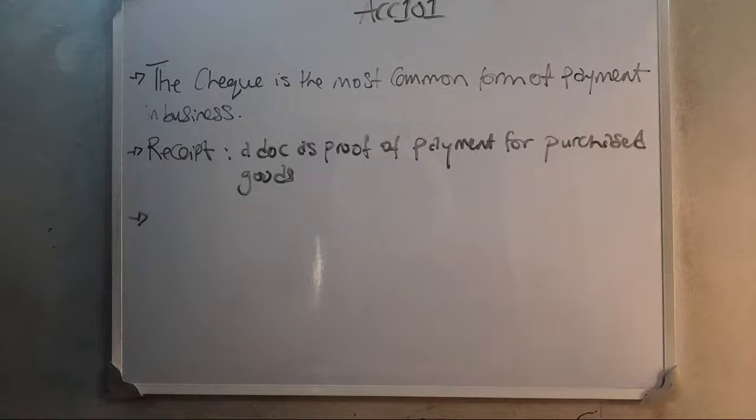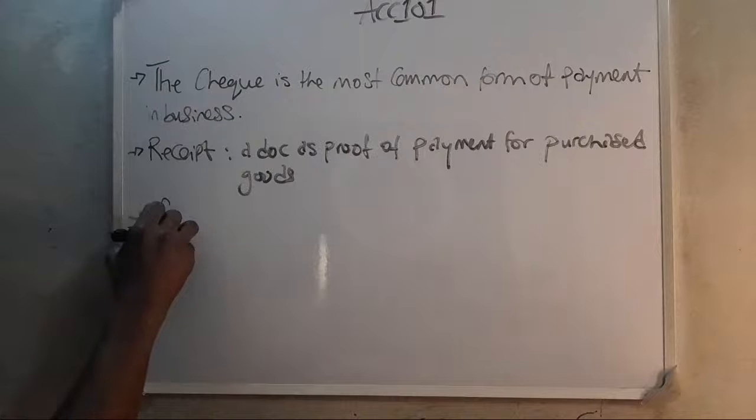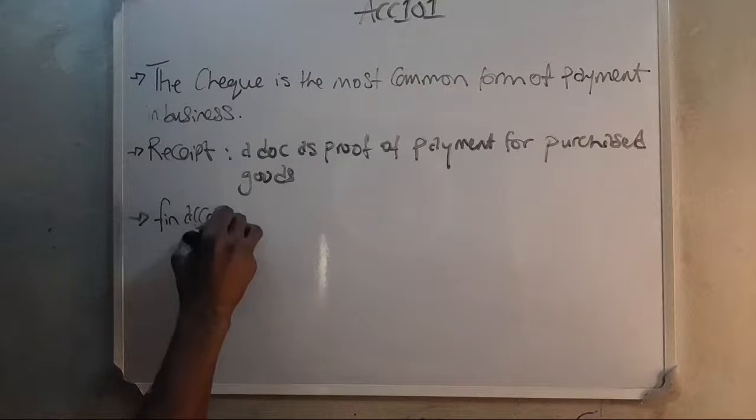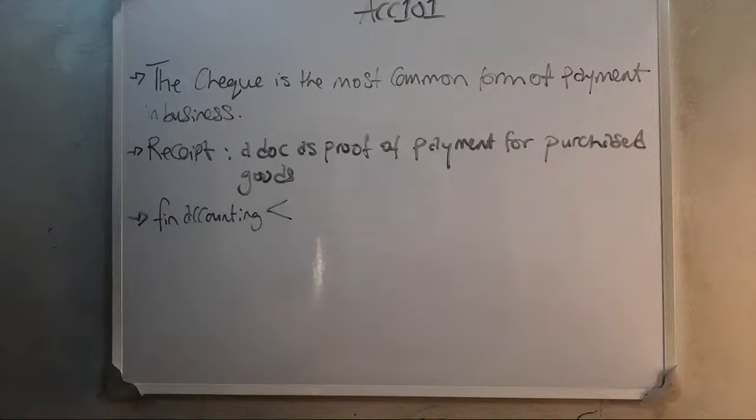Now we have financial accounting provides useful information in the financial statements to users to enable them make economic decisions. That is financial accounting. That's a quick one on what financial accounting does. It provides useful information in the financial statements.